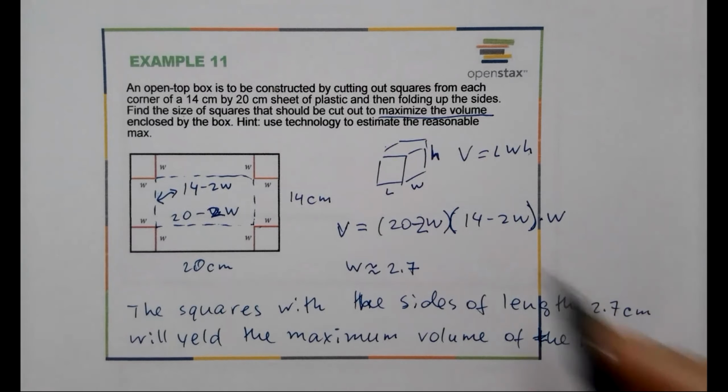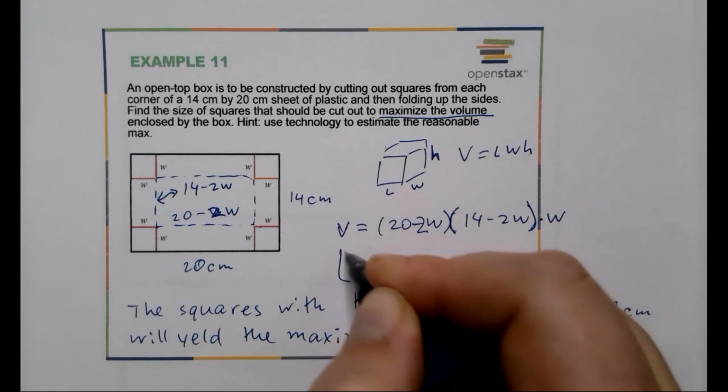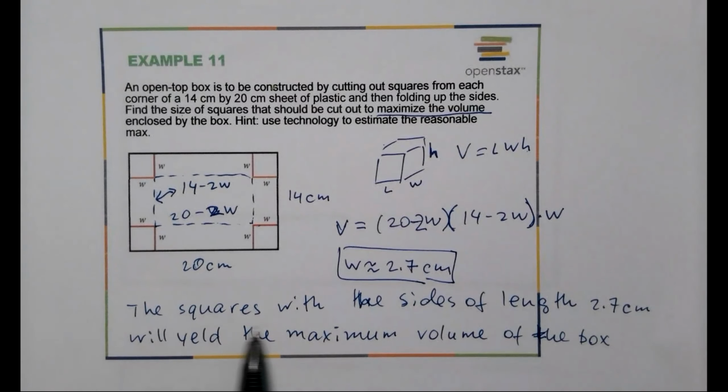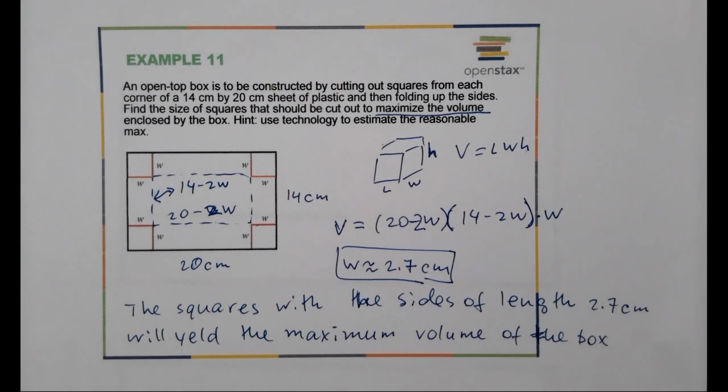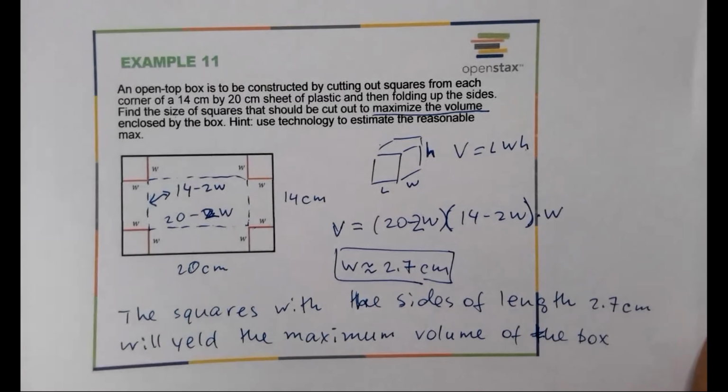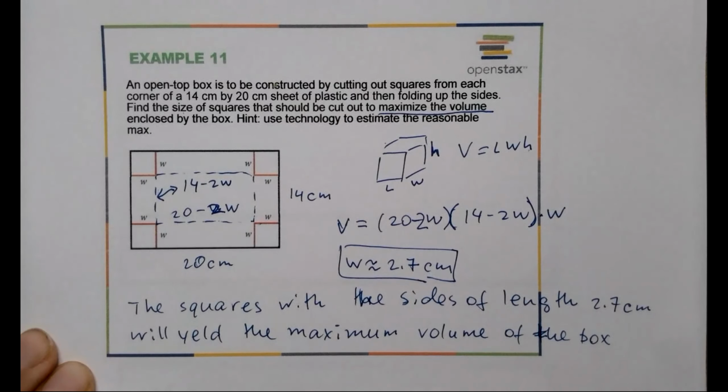So we're going to write here our conclusion that the squares with sides of length 2.7 centimeters will yield the maximum volume of our box. That's how we use the maximums and minimums of functions. Sometimes you have to find the maximum, like maximize the profit, maximize the volume. Sometimes you have to find the minimum, like minimizing the cost. Those are all examples of when you'll need that information.